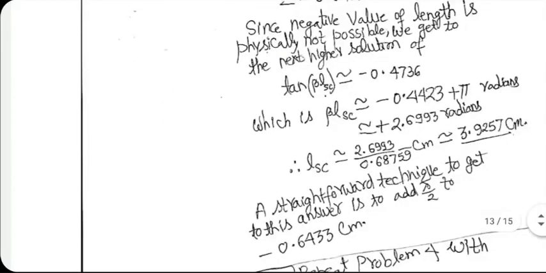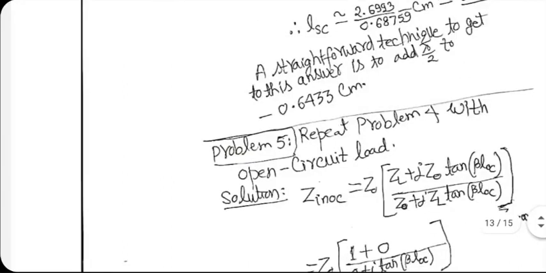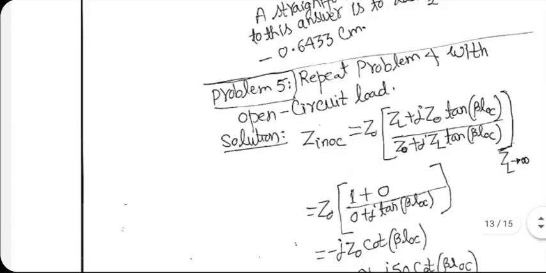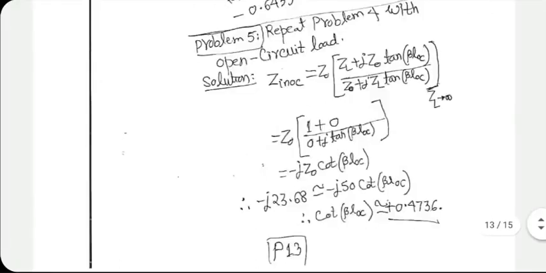So converting negative length answers to positive means adding lambda by 2. That's it. It's a generic rule in microwave transmission lines. So the length required is actually 3.9257 centimeters approximately. Now suppose we want to repeat the same problem with open circuit. The formula now will have to be rederived.